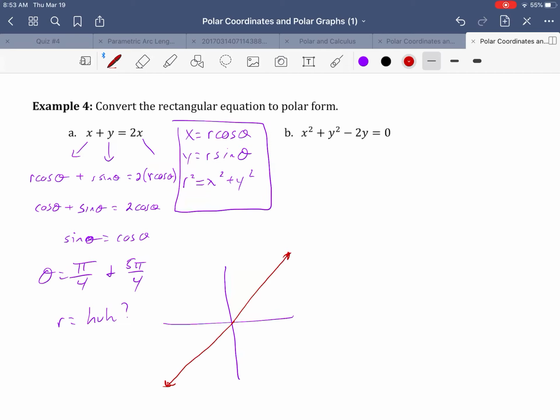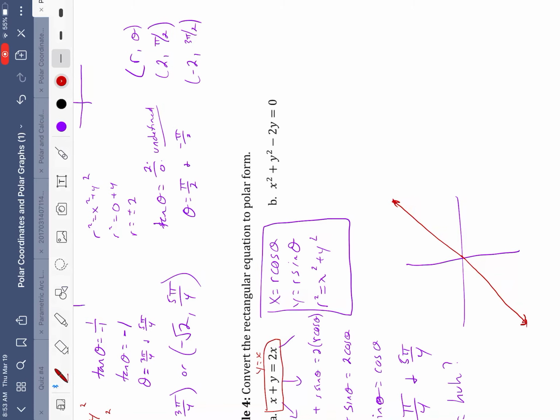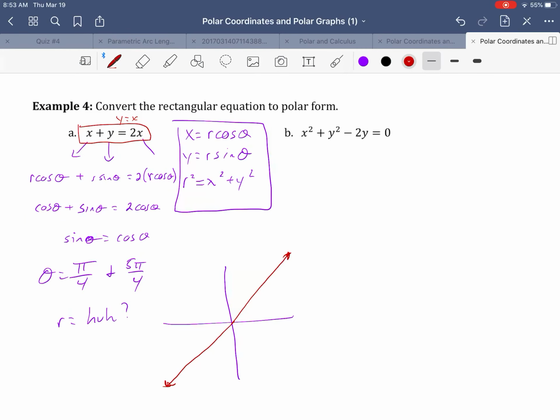So what I have is a straight line here. Now that should make sense. If you go back to look at this again, if you just solved this, it's y equals x. Well, what does the line y equals x look like? It looks like the diagonal line through the origin with a slope of 1.